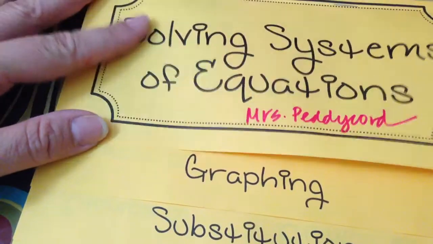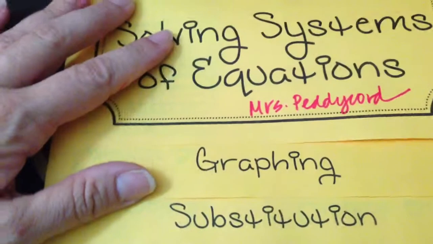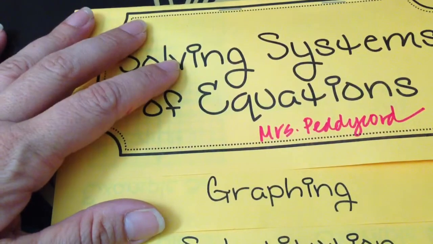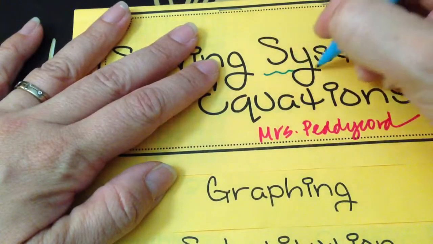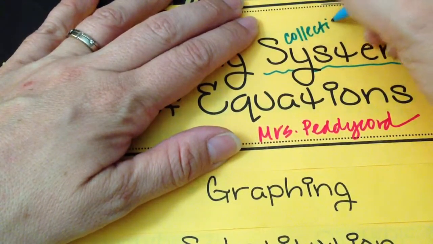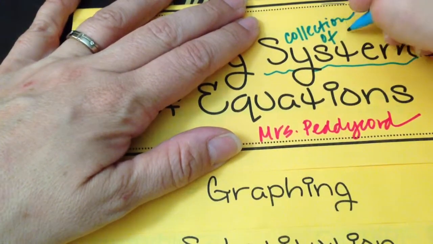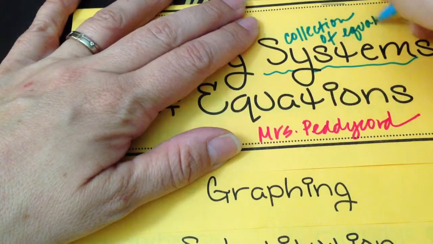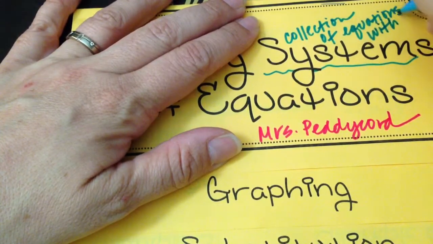The first thing that I want to do is put some definitions on the front of our foldable, the important things. What exactly is a system? A system of equations is a collection of equations with the same unknowns, or variables.